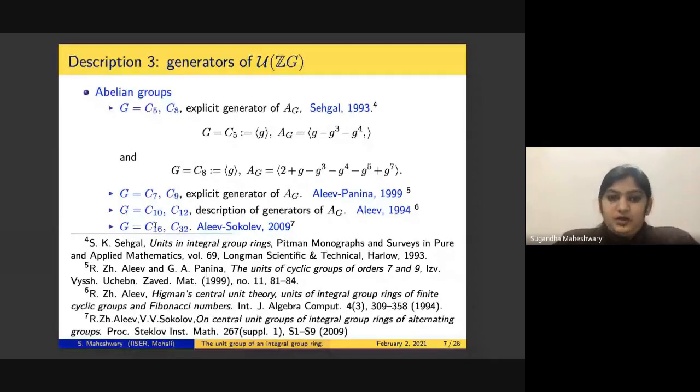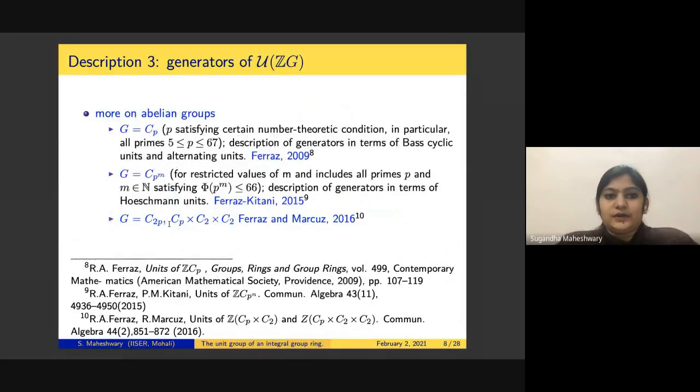So the thing is, okay, there are some more cases which can be covered here. So for cyclic group of prime order, right? And this is also for restricted prime P. It's not for all primes P that we have an answer, but it's a good class that they have covered. This is work of Firas, 2009, where you can write down the description of generators in terms of Bass cyclic units and alternating units.